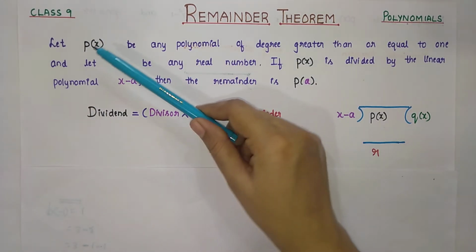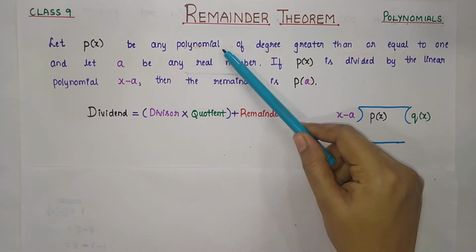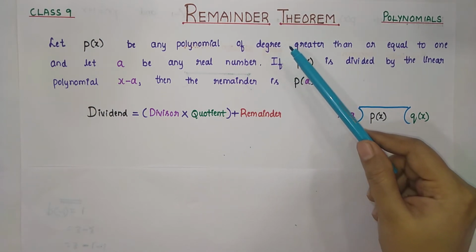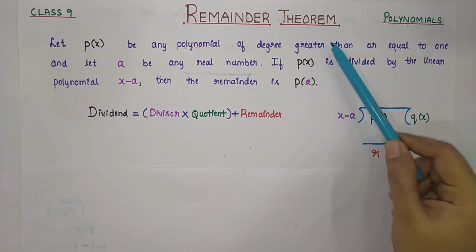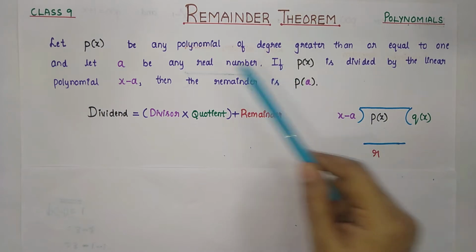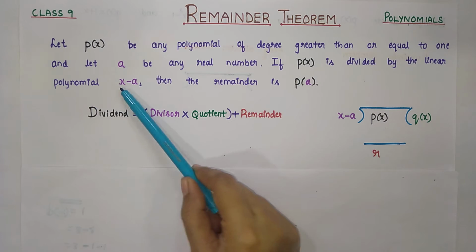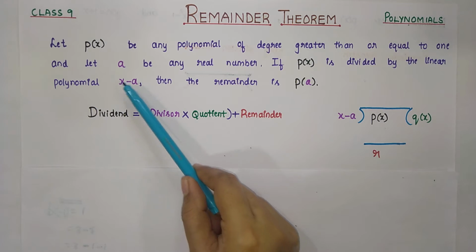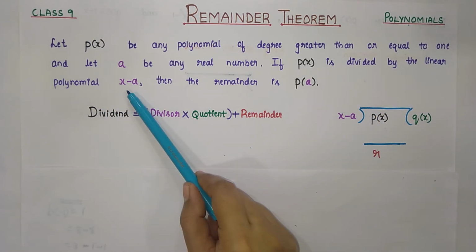Here p of x means the polynomial with the variable x is called p of x, and that polynomial can have degree. Degree is the highest power of the variable in that polynomial, and it can be either equal to 1 or greater than 1. And if that polynomial p of x is divided by the linear polynomial x minus a, here x minus a is the linear polynomial because the highest power of the variable or degree of this polynomial is 1. So it is called the linear polynomial.